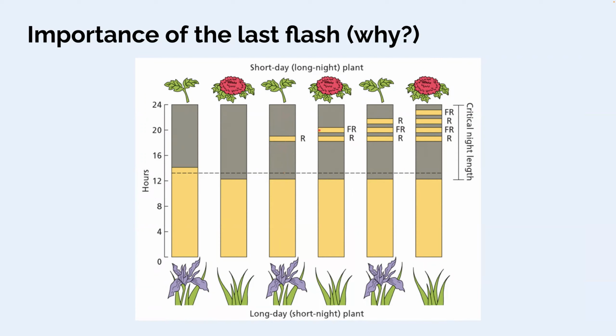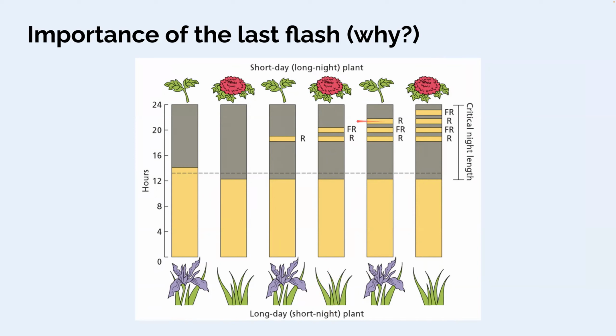But if you do red and then later far red, even just a brief flash of light, that resets it back to looking like it was dark. And it's going to think that it was actually dark for a longer period during this time. It's going to look like a short day. Right, and so our short day plant flowers and our long day plant does not flower. And you can do that over and over again.